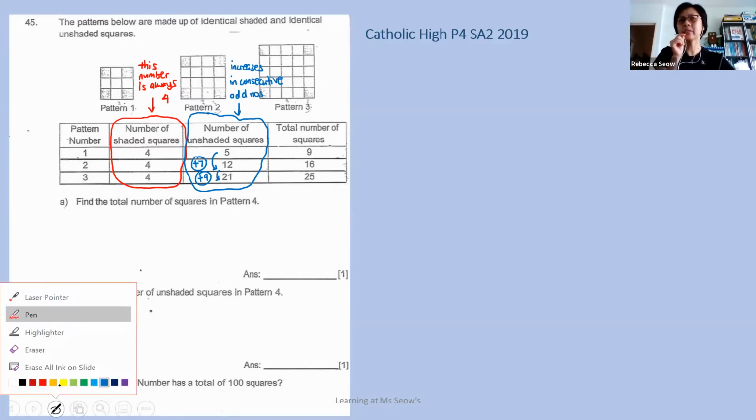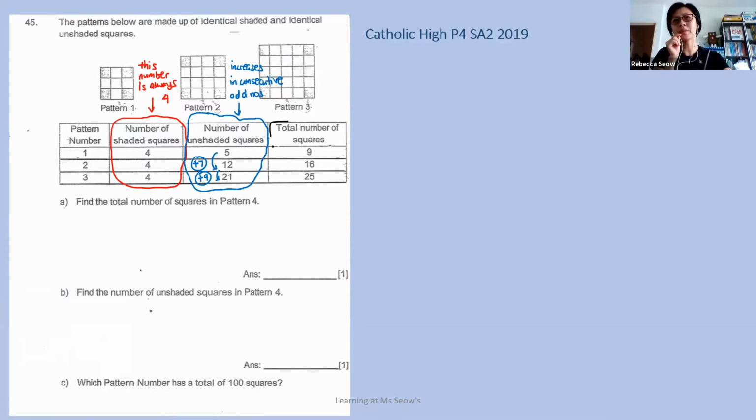And finally, let's take a look at the last column. In the last column, we can see that the total number of squares is also increasing as the pattern number increases. Do you notice anything interesting about the total number of squares? Other than it being increasing, actually under pattern number 1, 9 is made up of 3 times 3. Pattern number 2, 16 is made up of 4 times 4. And pattern number 3, 25 is made up of 5 times 5.